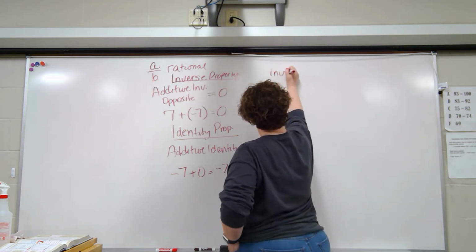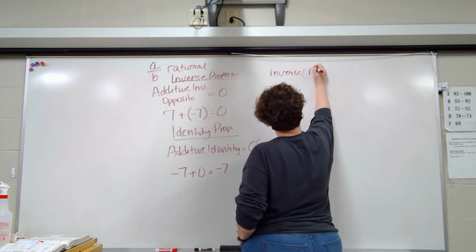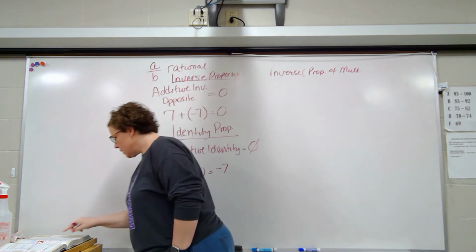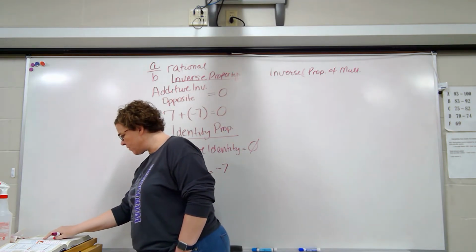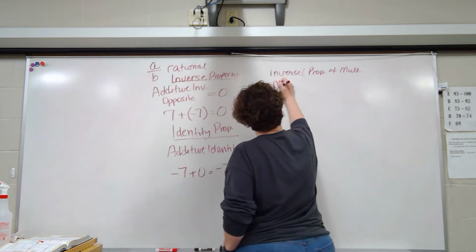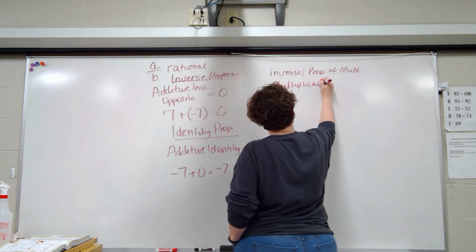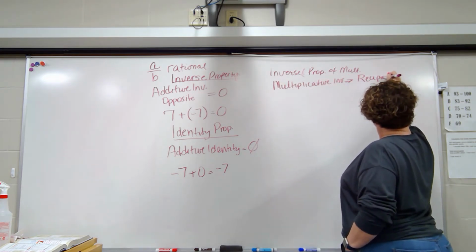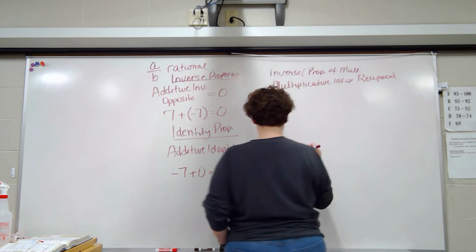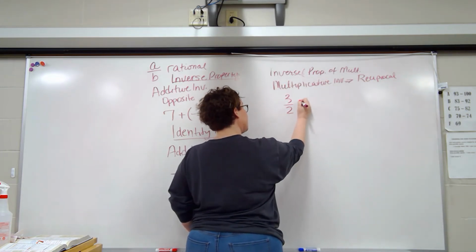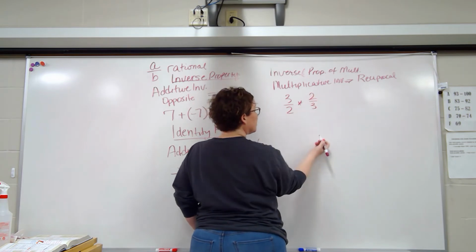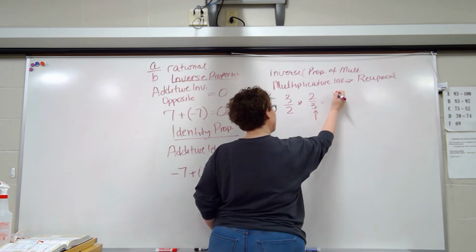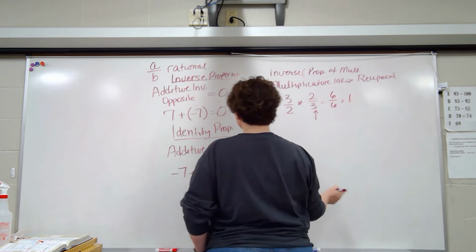The inverse property of multiplication, we're going to use the multiplicative inverse or its reciprocal. Okay, so if I've got 3 halves, I'm going to multiply it by its multiplicative inverse, the reciprocal, and I get 6 over 6, which is 1. Okay?